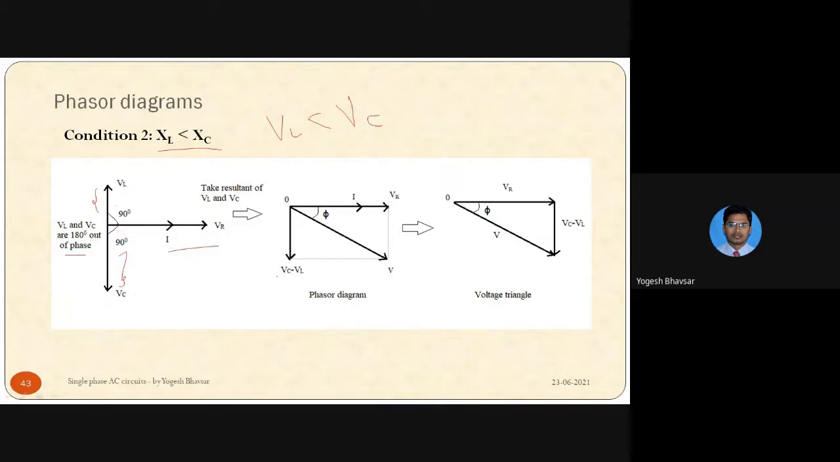Now the resultant for this VL and VC will be vertically downward. VC minus VL. Now look at that. The greater term is what? VC, and the shorter term is what? VL. So we'll subtract VL from VC. And the resultant will be V, which is the resultant of VR and VC minus VL. So it will be downward now.